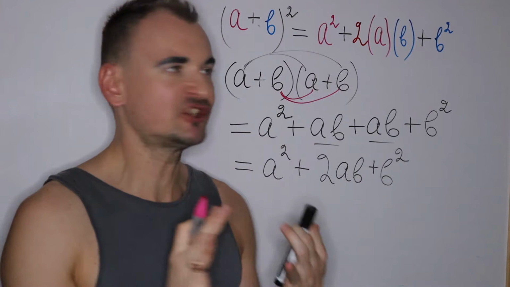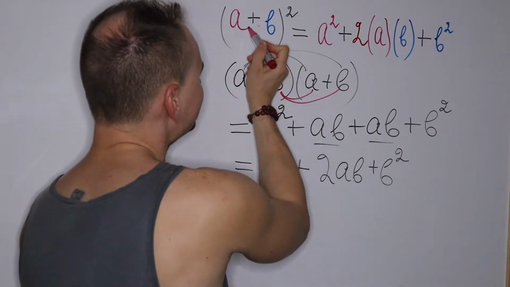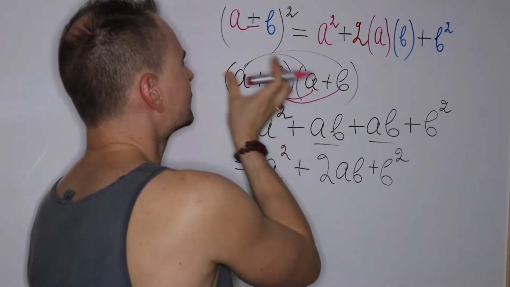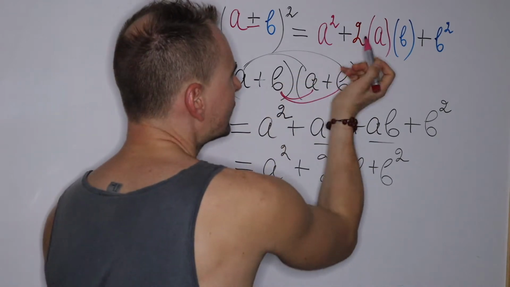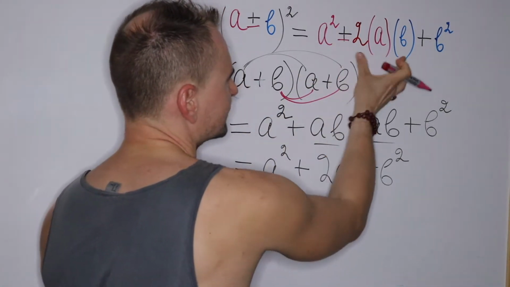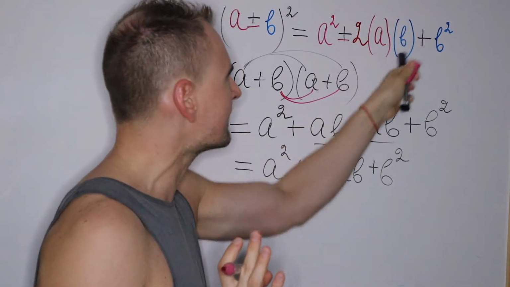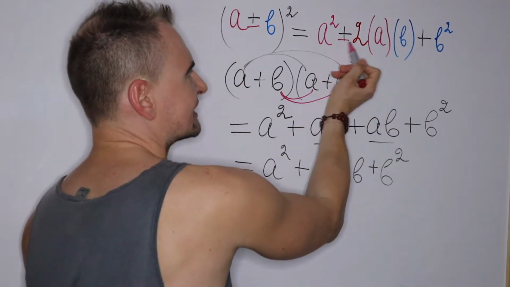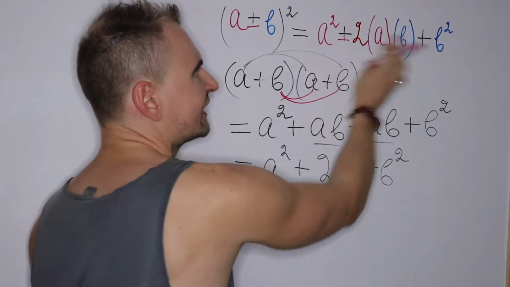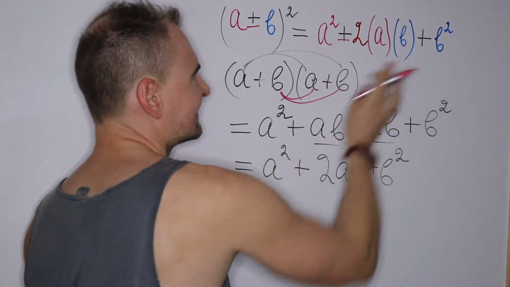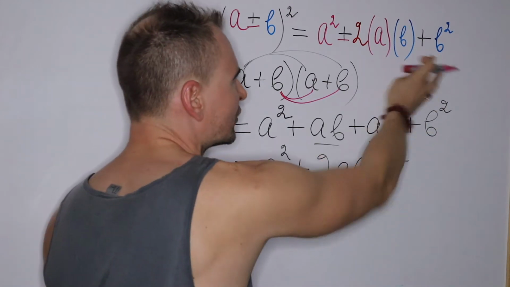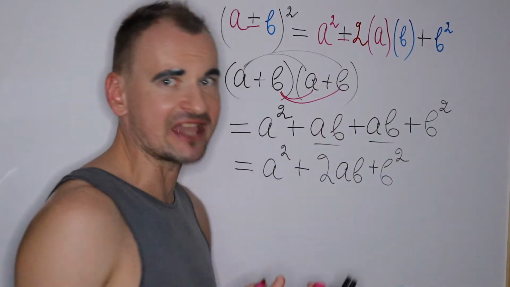A quick side note: if you are given minus instead of plus, with your two terms being subtracted, you want to change only the second term. The second term, which is the double, twice the product, comes out negative. So you want to change the sign over here. The third term in this expansion remains the same.